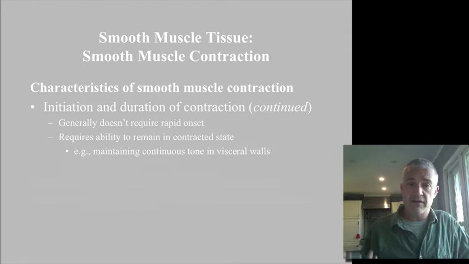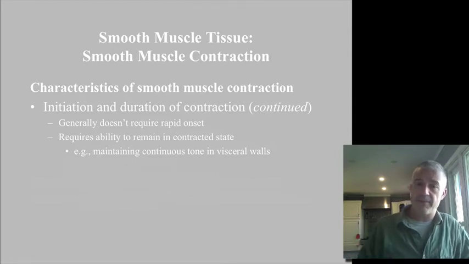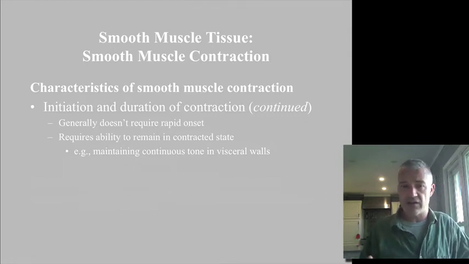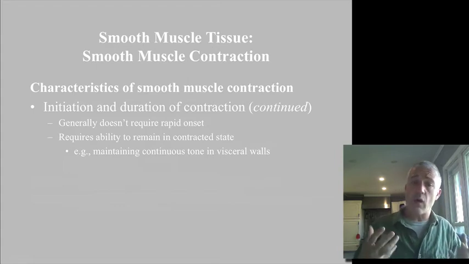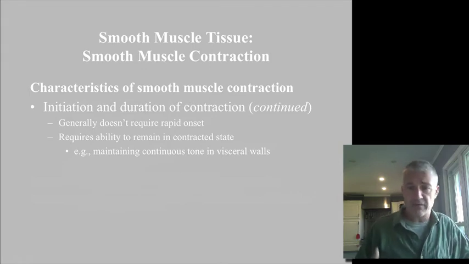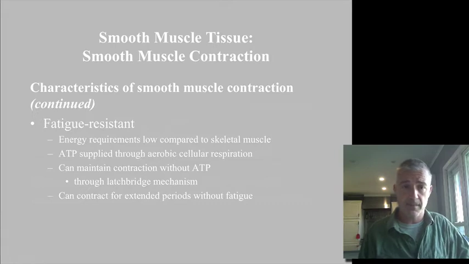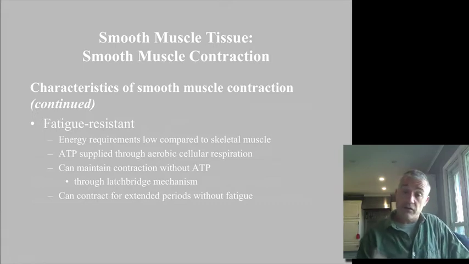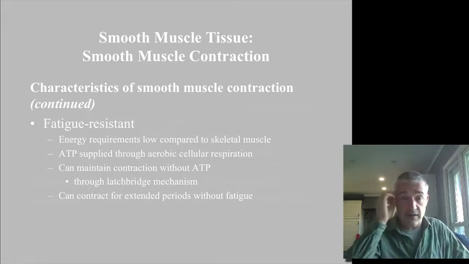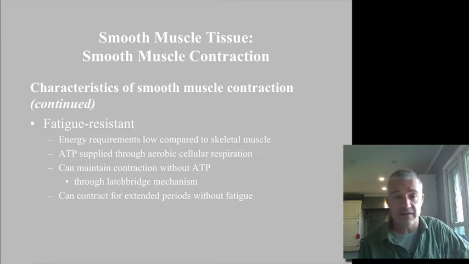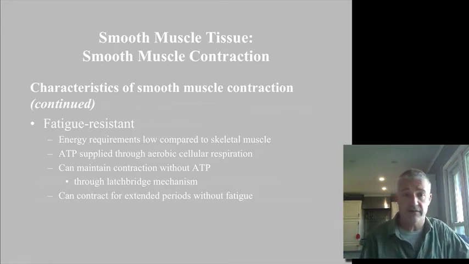But when you really think about it, you generally don't need a rapid onset of this smooth muscle contraction. It's not something that needs always an immediate response. The other thing is a lot of times we want this to have some type of resting muscle tone, so having that latch bridge mechanism makes sense in the smooth muscle. The other thing is because we can do that latch bridge mechanism, we have muscles that are much more fatigue resistant. Again, you don't want your anal sphincter to get fatigued.